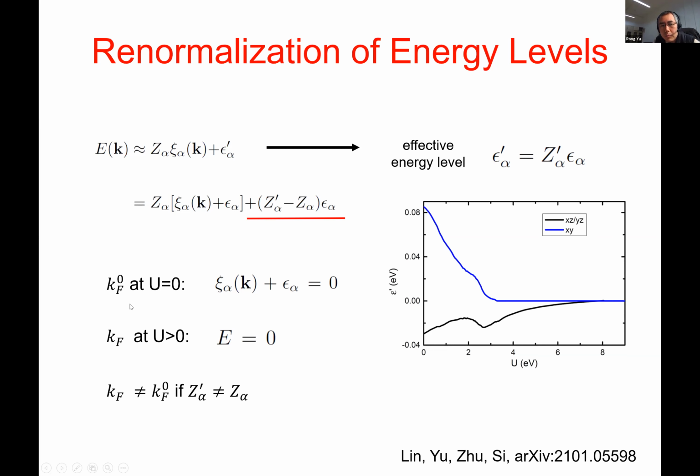So we first determine the Kf at U equal to 0. This is determined by this equation, the C alpha plus this epsilon alpha equal to 0. And in the presence of electron correlation with finite U, the Kf is determined by requiring the dispersion E of k equal to 0. So that means the entire thing becomes 0. And we see that if there is a strong orbital selectivity, the Z prime is not equal to Z, and then this will lead to the Kf not equal to the Kf 0. So this will immediately give us the reconstruction of the Fermi surface.